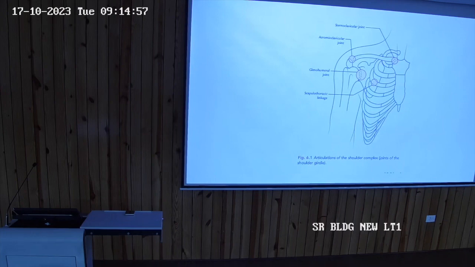In the shoulder joint, the articular surfaces are, one is the head of humerus. The head of humerus is larger than another articular surface. So one articular surface is head of humerus, which is larger.